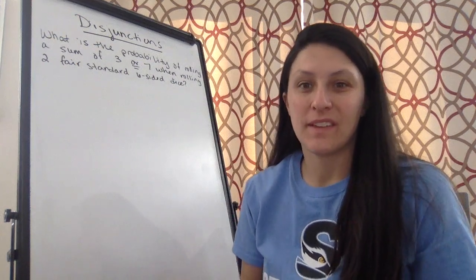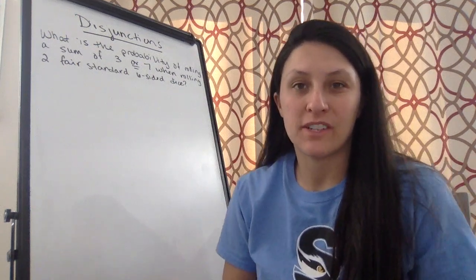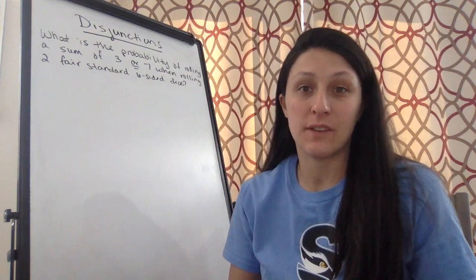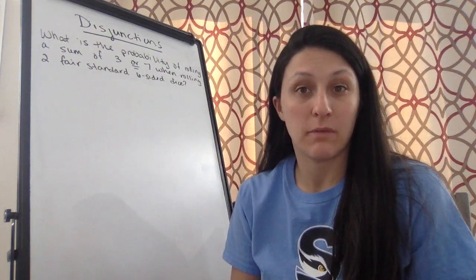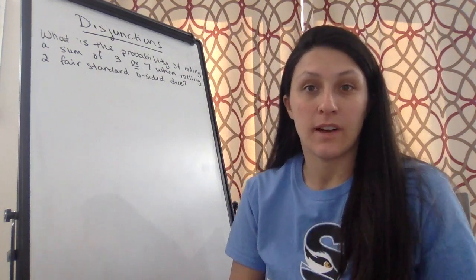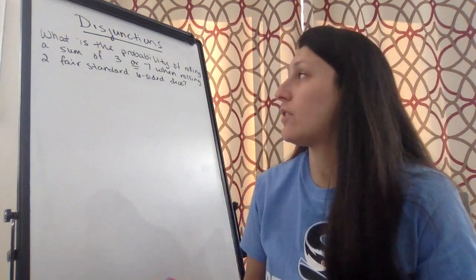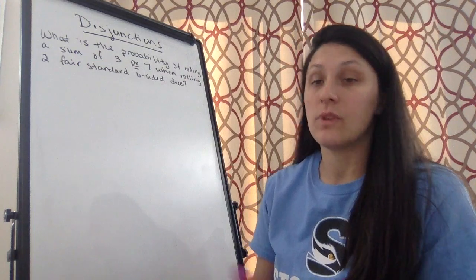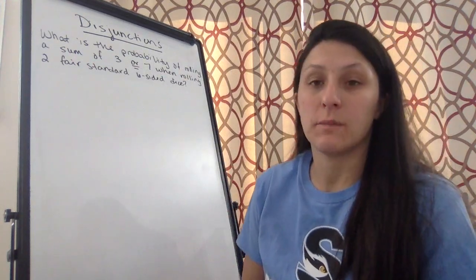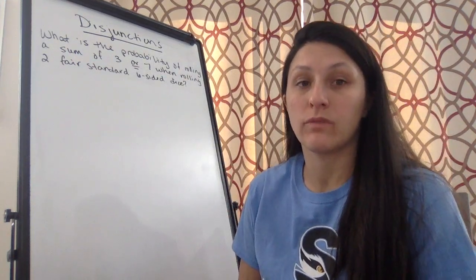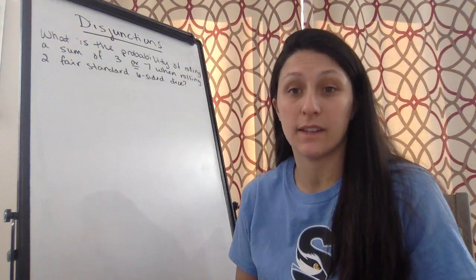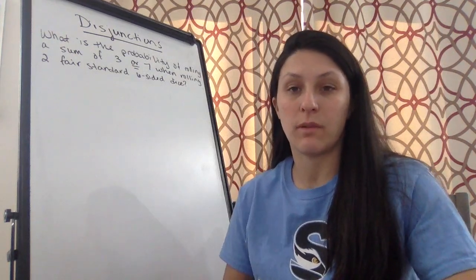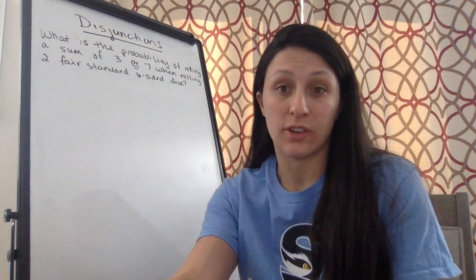Hi everyone. In this video, we're going to talk about disjunctions. So this will continue our conversation about probability. In the last video, I mentioned that disjunctions involve probability questions with the word "or." For example, what's the probability of rolling a sum of 3 or 7 when rolling two fair six-sided dice? So problems like these are called disjunctions.